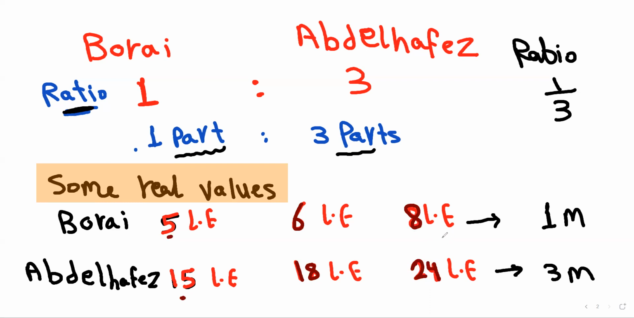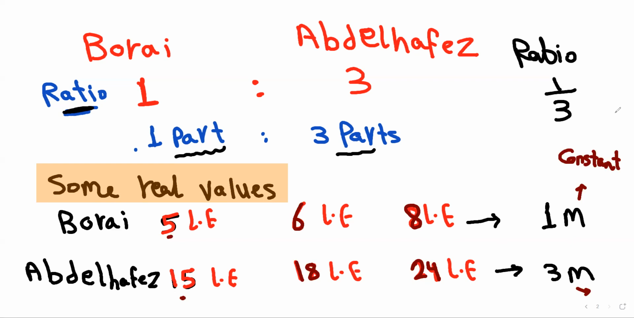If I don't know what they have, we can assume that Borai has 1 multiplied by m, where m is a constant, and we say that Abdul Hafiz has 3m. m is the same constant.